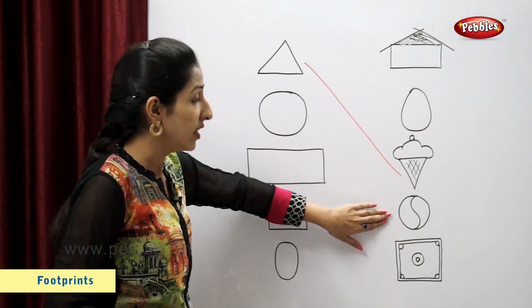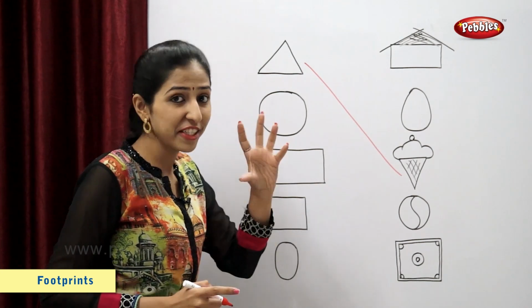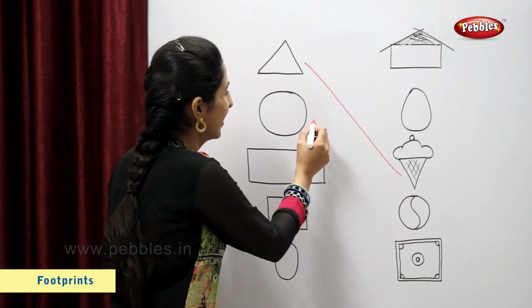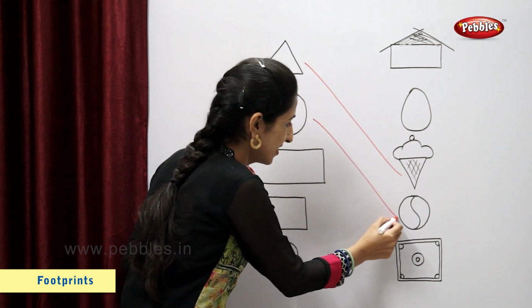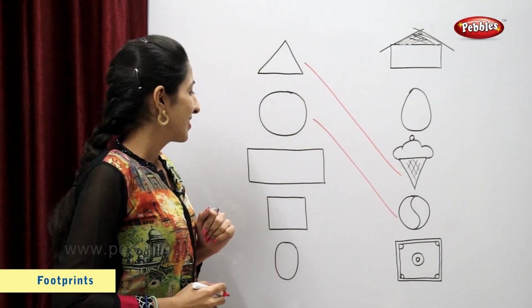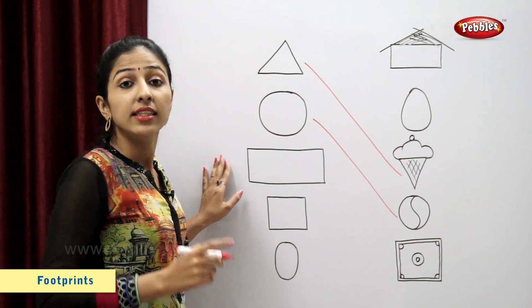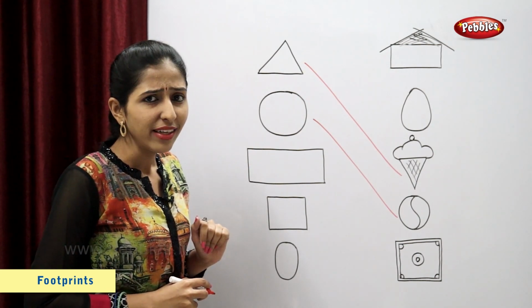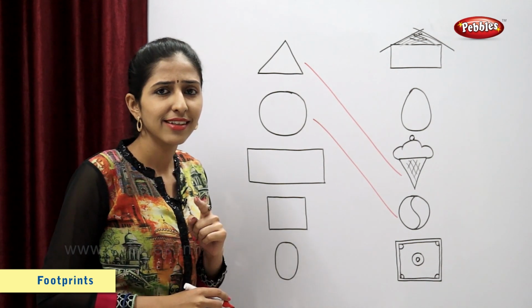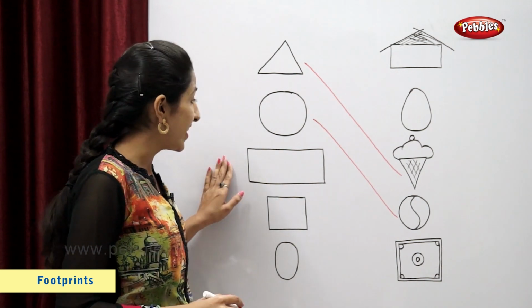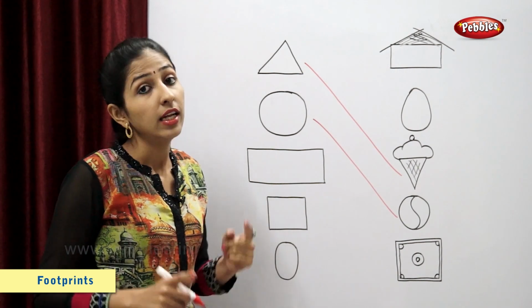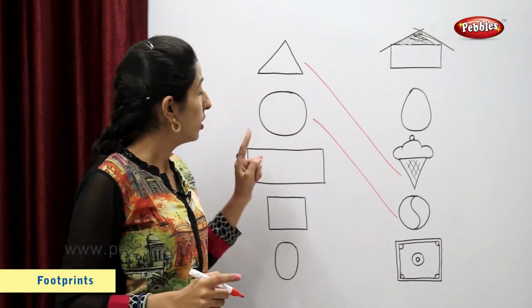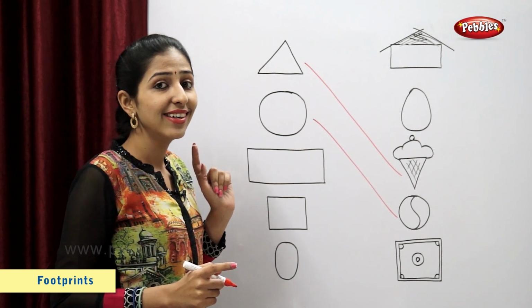Ball. This ball looks like a circle. So let's match. Now you tell me, students, which is this shape? Correct. This is a rectangle. Now you tell me, which is the figure similar to this rectangle?